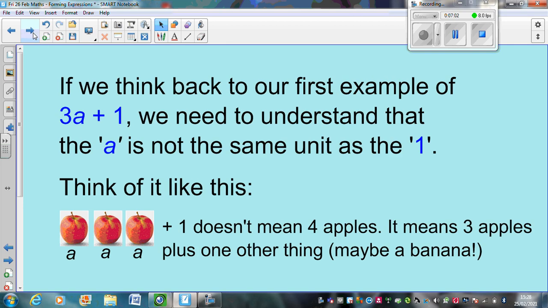Now, if we think back to our first example of 3A plus 1, we just need to understand that the A is not the same unit, if you like, as 1. Think of it like this. 3A, 3 apples here, plus 1. It's plus 1, it's not plus 1 apple, so 3A plus 1 isn't 4 apples. It means 3 apples plus 1 other thing. Maybe it's a banana, I don't know. It could be anything. But 3A plus 1 is not 4A. It's 3A plus 1.